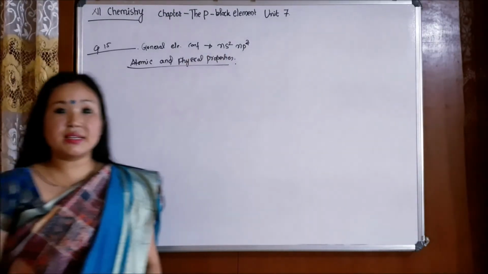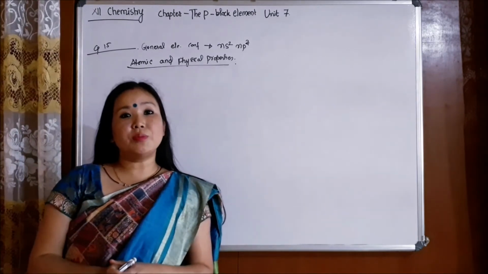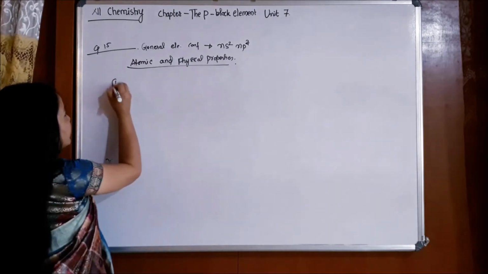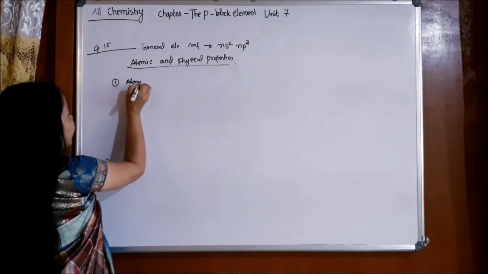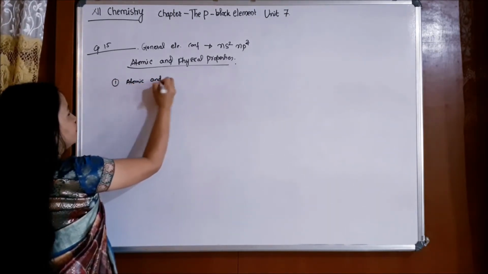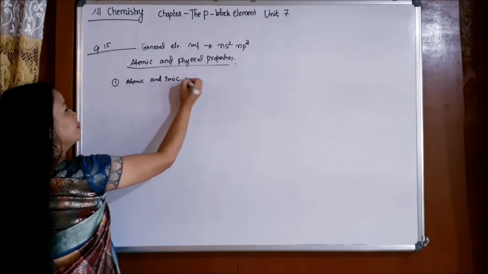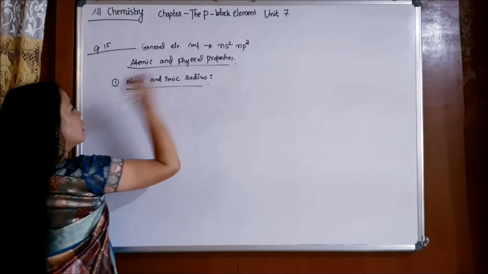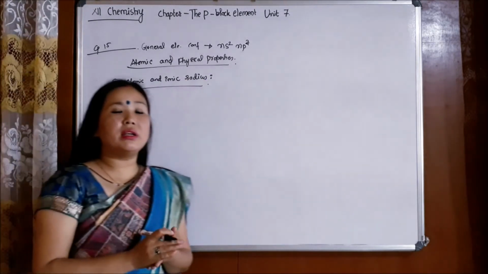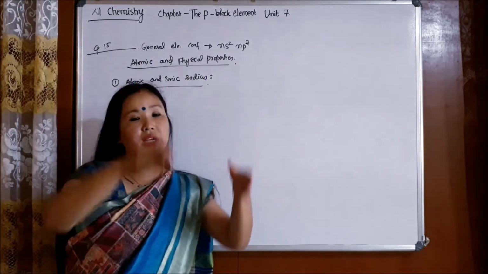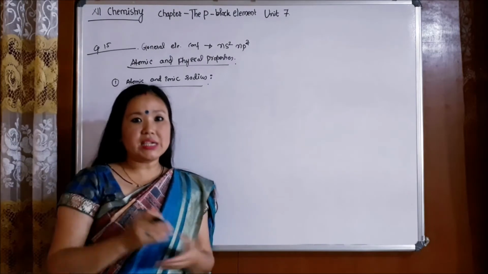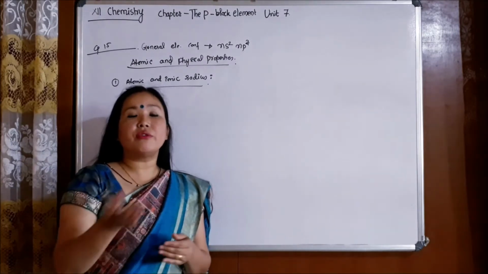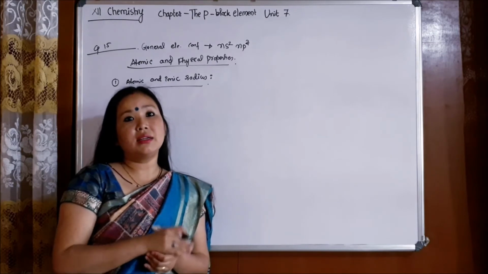Now let us discuss the atomic and physical properties of group 15 elements. First we will start with atomic and ionic radius. What will happen to the atomic radius and ionic radius on moving down the group? Yes, it increases. Why? Because of the addition of new shells.